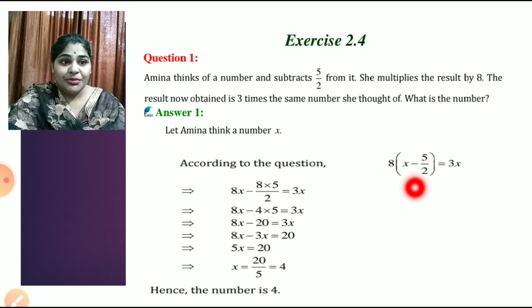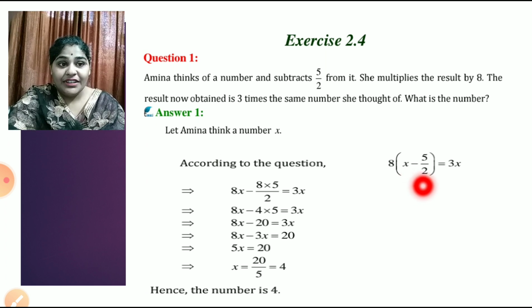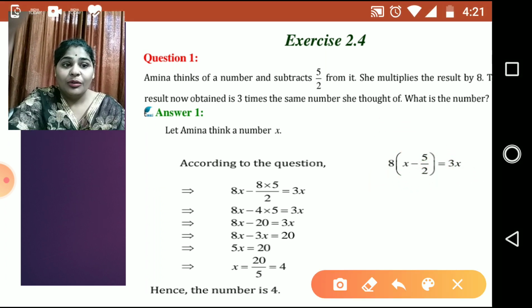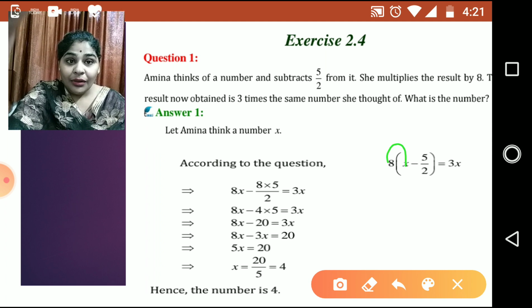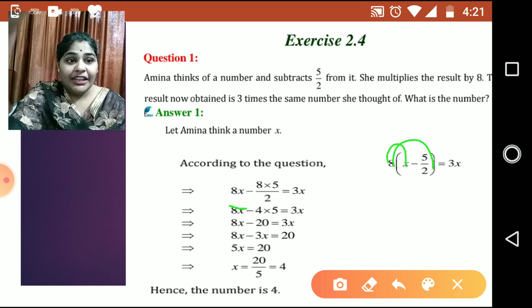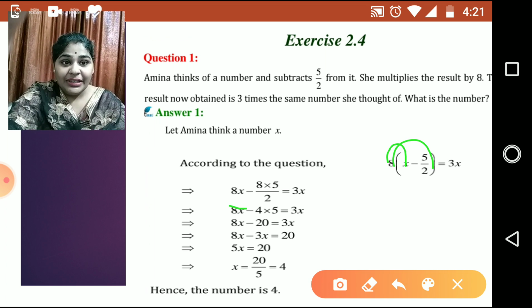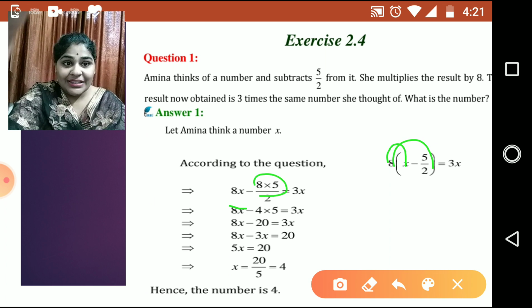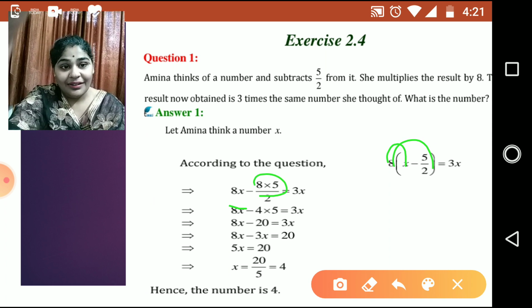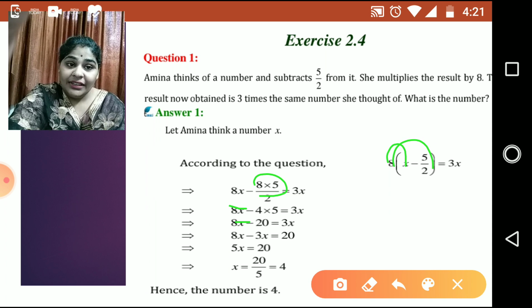8 multiplied by, in the bracket, x minus 5 upon 2, is equal to 3x, right? First of all, we are going to open this bracket. Opening the bracket means 8 will be multiplied by all the terms in the bracket. So 8 into x will be 8x, and 8 into 5 upon 2, that is 8 into 5 upon 2, is equal to 3x as it is on the right hand side. Now here 8x as it is, and 8 times 5 by 2, you can directly do the multiplication and then divide, or cancellation.